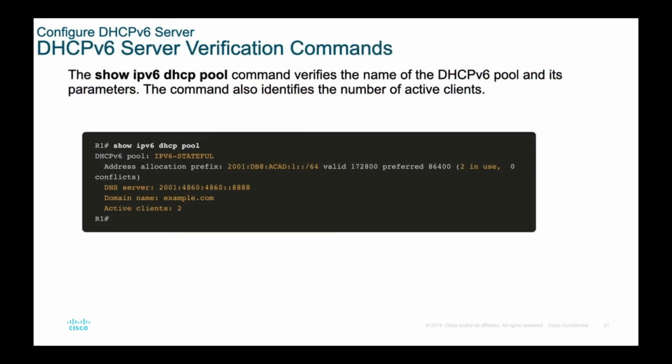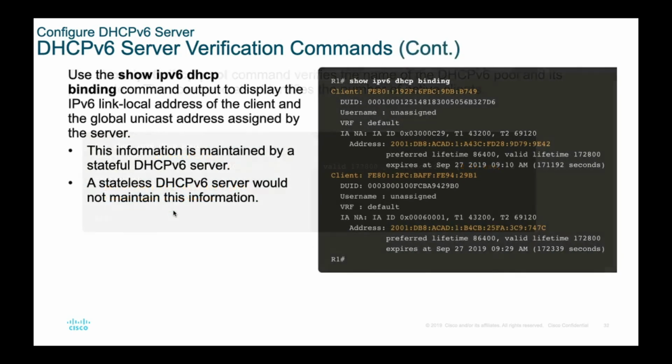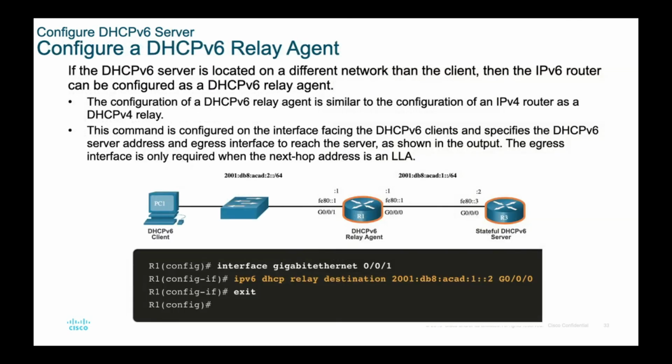Okay, to verify, you can do all the show commands just like IPv4. So for the pool, you can do show IPv6 DHCP pool. It will list all the pools that we have and how many clients we have, because it is stateful or stateless. Okay, show IPv6 DHCP binding. This is the link-local address. They are bound by a link-local address.